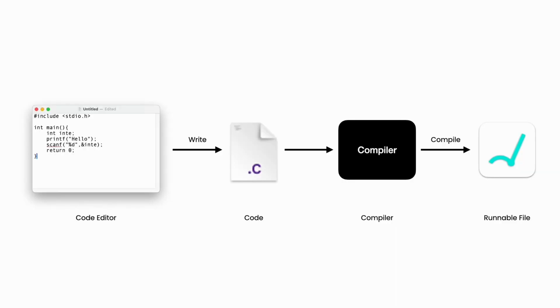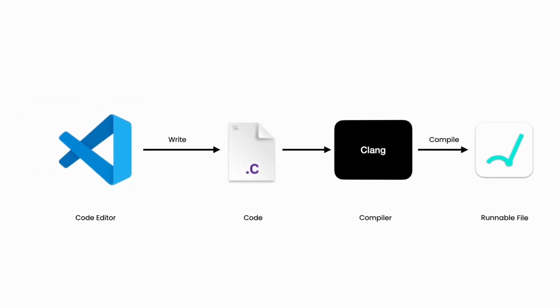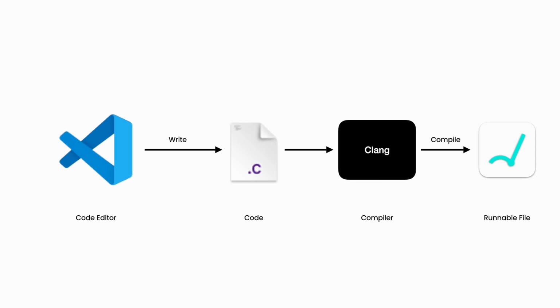The compiler is used to compile our code into runnable file so we can run it. The code editor, of course, it is used to write our code. I will use clang as my compiler and Visual Studio Code as code editor. Of course, you can choose other similar tools to replace them.